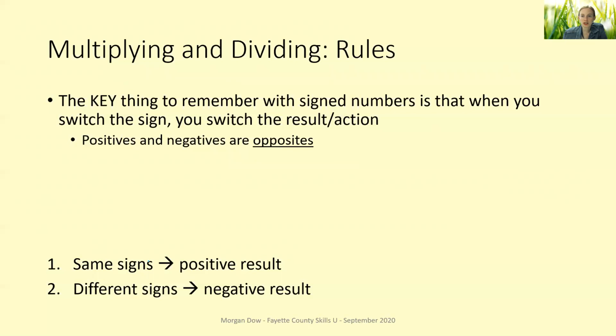Okay, so that's addition and subtraction. That's all there is to it. Now we're gonna move on to multiplying and dividing. We're gonna basically jump straight into the rules because multiplying and dividing are a lot simpler, which is nice. But again, this builds right on top of our key principle, which is that with signed numbers, when you switch the sign, you switch the result or the action that you take, because positives and negatives are opposites.